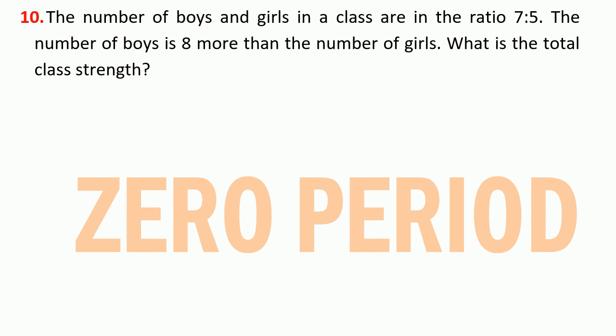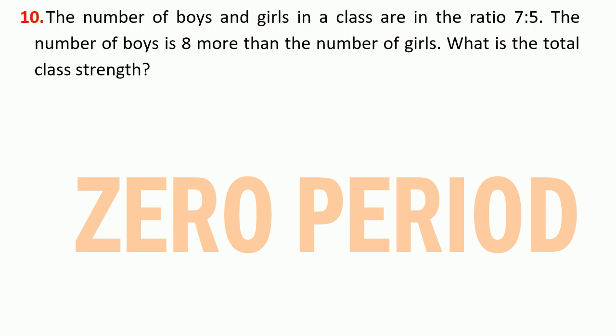Children, this is question number 10, and the question is, the number of boys and girls in a class are in the ratio 7:5. The number of boys is 8 more than the number of girls. What is the total class strength? Okay, again I am reading the question. The number of boys and girls in a class are in the ratio 7:5, the number of boys is 8 more than the number of girls. What is the total class strength?